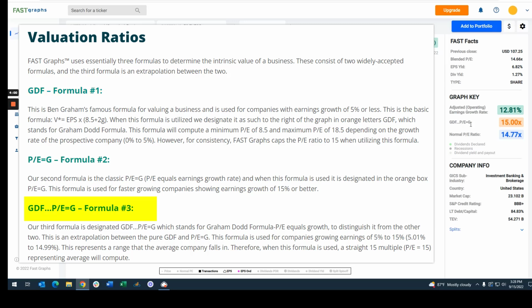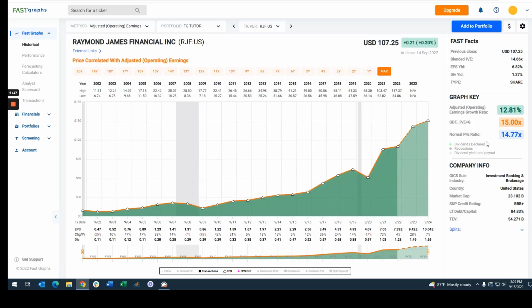And then we have this extrapolated formula, the GDF Graham-Dodd formula, PE equals growth rate, is when we're looking at companies that grow between 5 and 15%. And we really label 15% as high growth. That's where the PE equals growth rate comes in, made famous by Peter Lynch. But then we calculate the earnings growth rate from point A to point B. So in Raymond James Financial, going back to the beginning of 2001, the beginning of their fiscal year, which is September, by the way, and we list the fiscal year here at the bottom of the graph, Raymond James, including forecasts for the next couple of years, has grown operating earnings at 12.81%.